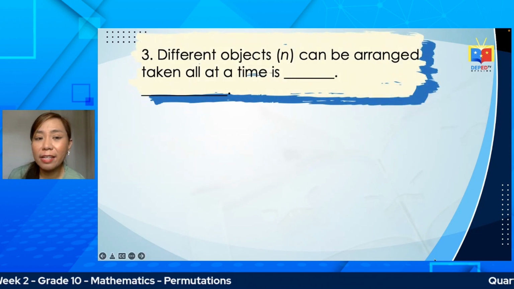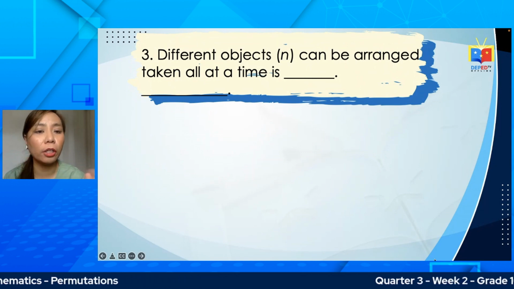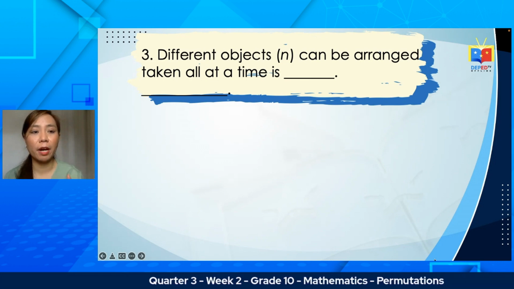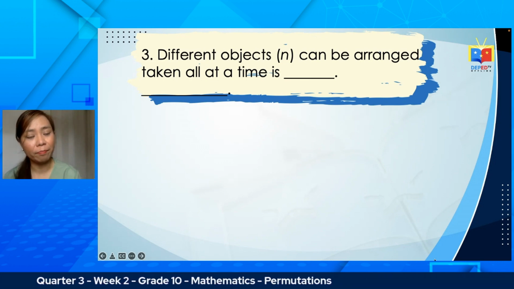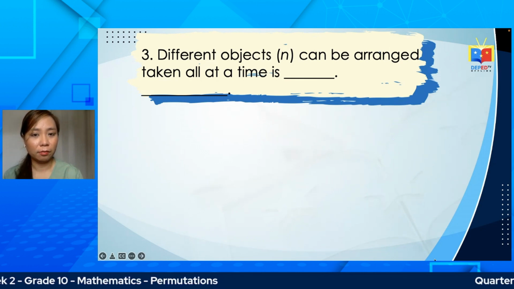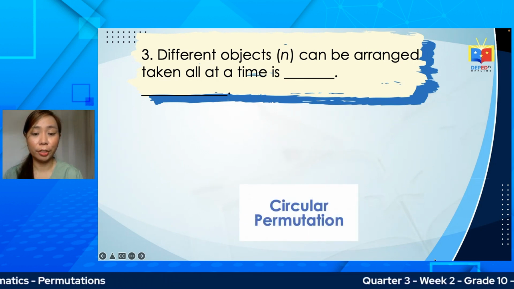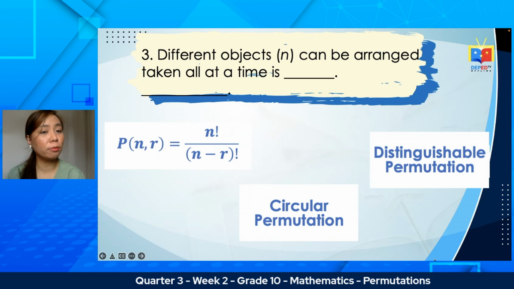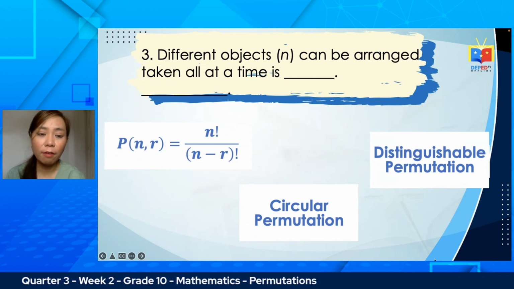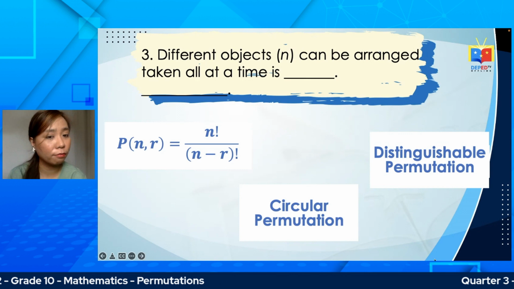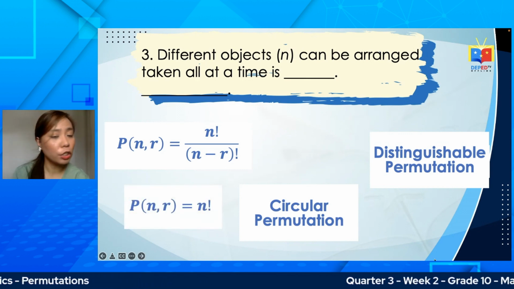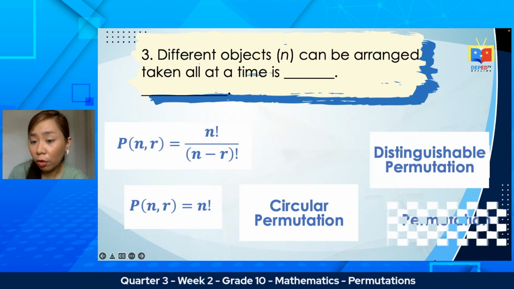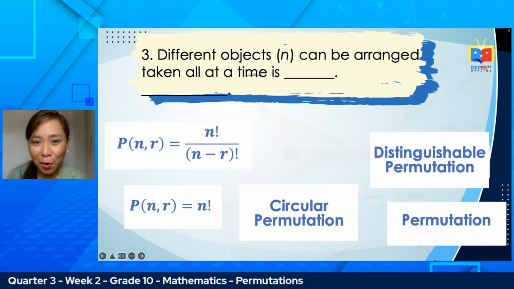Different objects n can be arranged taken all at a time is blank. Circular permutation, distinguishable permutation, permutation of n objects taken r at a time is equal to n factorial over the quantity n minus r factorial, or permutation of n objects taken r at a time is equal to n factorial, or permutation. Go!